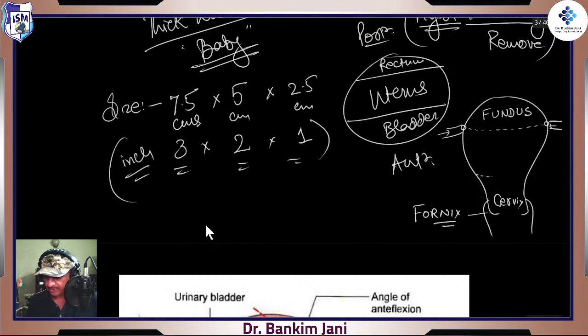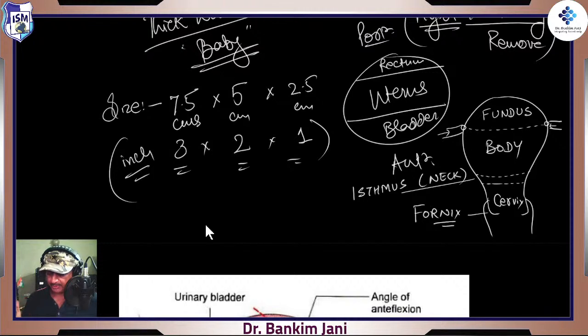So the junction of uterus and the cervix is like a neck, and that's why it would be called the isthmus. So that is the neck. In between, if that is the neck, this would be the body. So fundus, body, isthmus, cervix, and then the vagina. That's how things would be arranged.